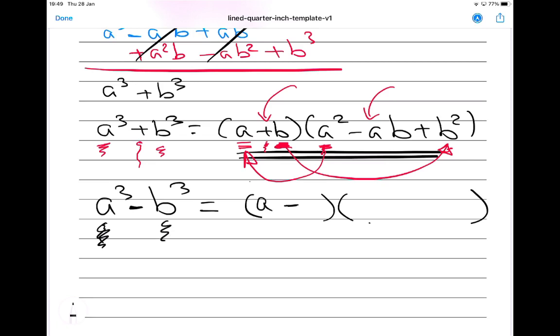Then all you need to do is work out the cube root of a cubed, and that is a. Then work out the cube root of b cubed, and that will give us b. Right, so we are taking cubes, or rather cube roots. The cube root of a cubed is a, and the cube root of b cubed is b.